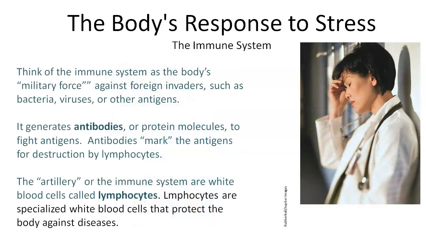Then we get into this idea of lymphocytes. A lot of people know what antibodies are, but we don't learn as much about lymphocytes. And the thing to know specifically about lymphocytes, they are specialized white blood cells that protect the body against diseases. So antibodies kind of mark foreign agents, antigens, things like that, but it's the lymphocytes that actually protect the body and actually fight those diseases.